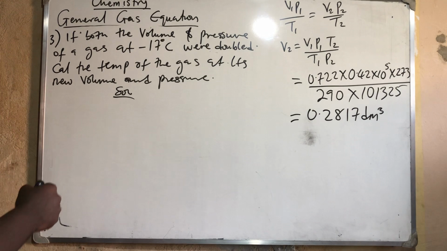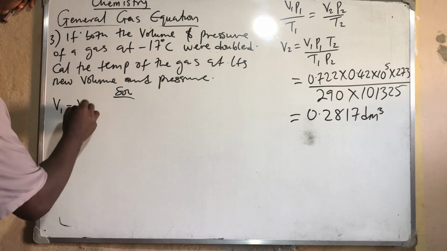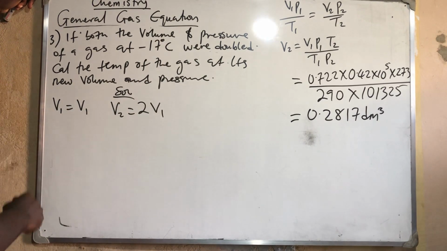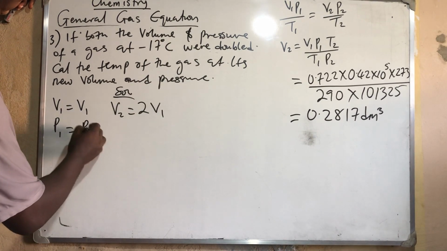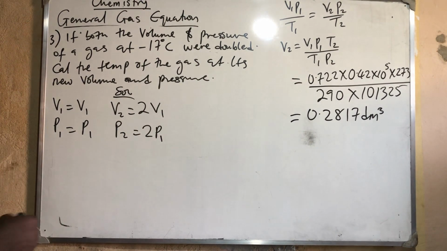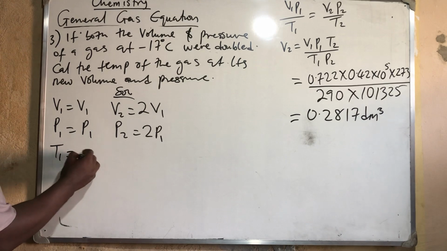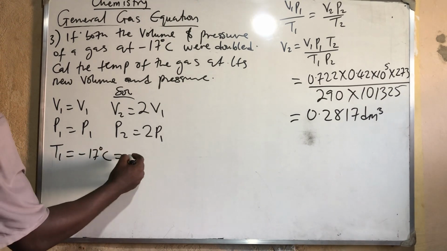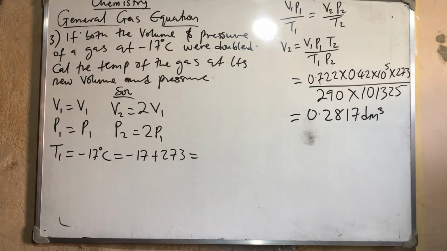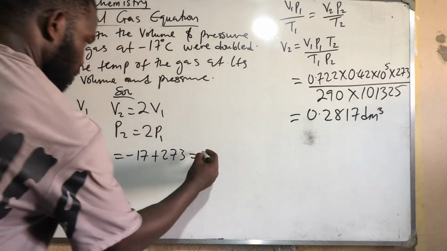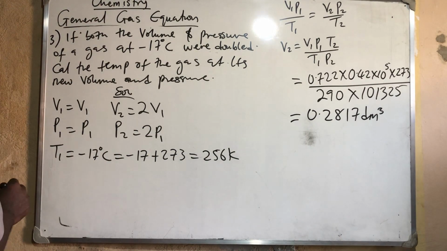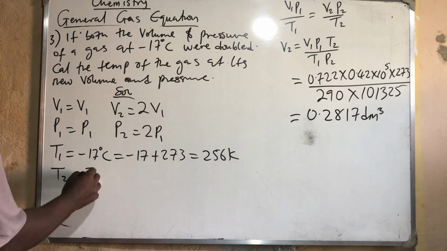They said that the volume V1 is V1, but V2 is double of V1. The same thing here: P1 is P1, but P2 is double of P1. That's what they gave us. Then the temperature they gave us, T1, is minus 17 degrees Celsius, which is minus 17 plus 273, which will give you 256 Kelvin. So I still know my formula. I'm looking for the new temperature. The new temperature is unknown.